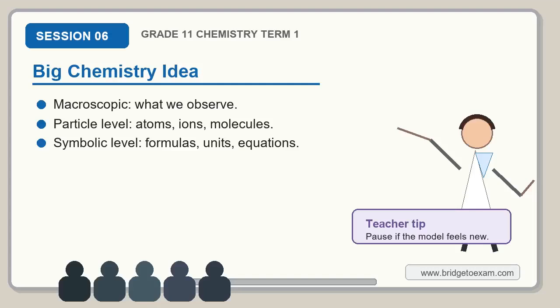First, keep the three chemistry levels together. A physical property can be observed without changing a substance into a new substance. Density, melting point, color, and conductivity are physical properties. A chemical property describes the ability to form new substances, such as flammability or reaction with acid. When you feel stuck, ask, what did I observe? What are the particles doing? And what symbol or calculation represents it?